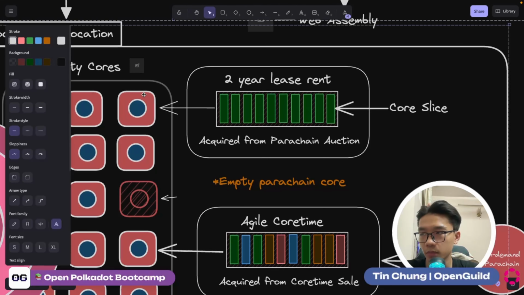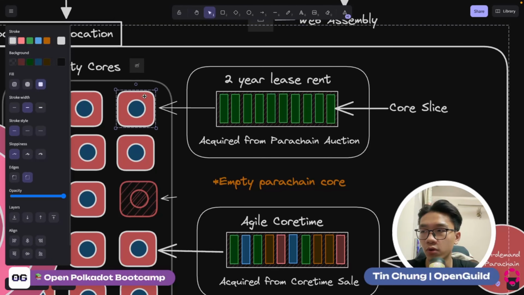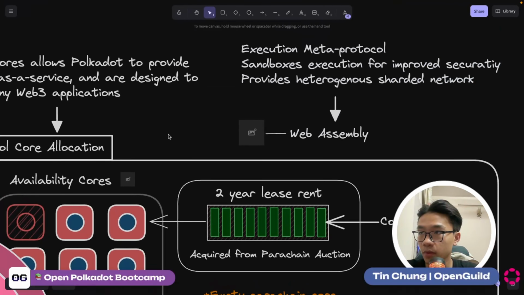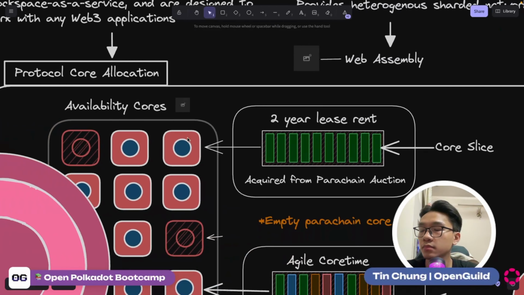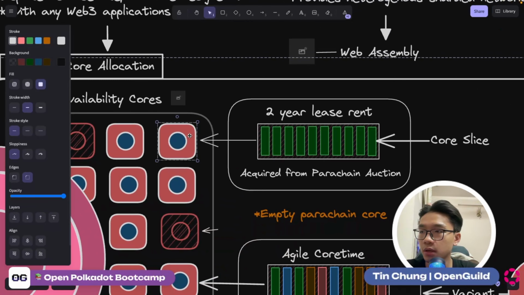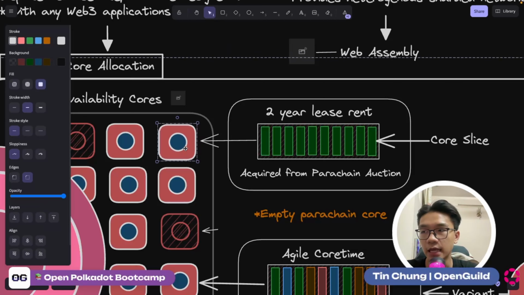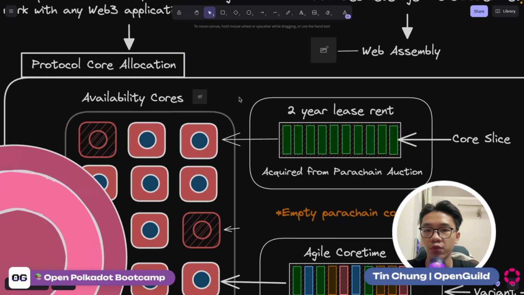So you don't have to pay for the cost of the core monthly, but only at the time that you win the core. When you already win the core, you don't have to pay for it anymore. The parachain simply gets compiled to a WebAssembly blob, and it is assigned to the core itself on the relay chain for the execution.